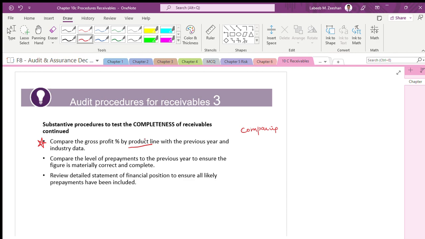Compare the level of prepayments. See, again, what are you doing? Assume you are talking about 2020 and you are talking about 2021. How many people have prepayments? How many people have paid in advance? How many people have paid before time? The most important thing is whether the collection is done or not. That's why receivables.